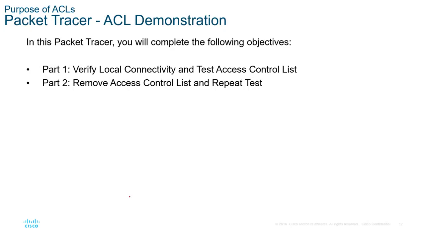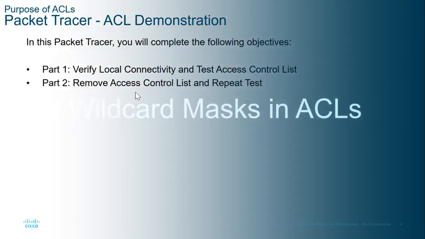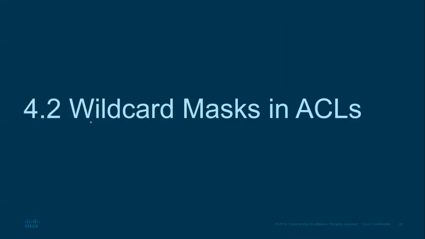So here is the Packet Tracer activity. You will complete the following: verify local connectivity and test the access control list. Verify the connectivity, and then test. Then remove the access control list and repeat the test. If you have the access control list, what is going to happen? If you remove it, what will happen again? So we have what we call the wildcard mask.